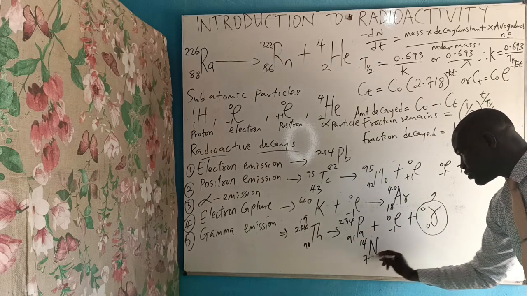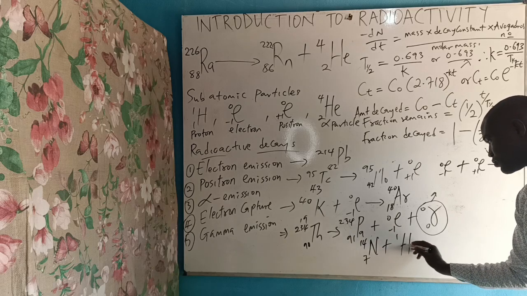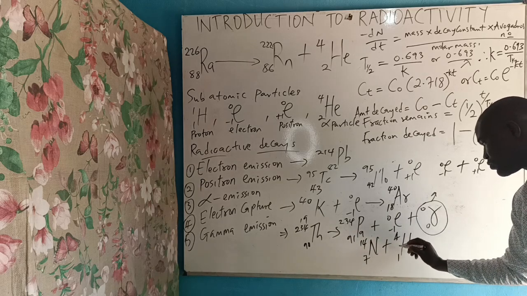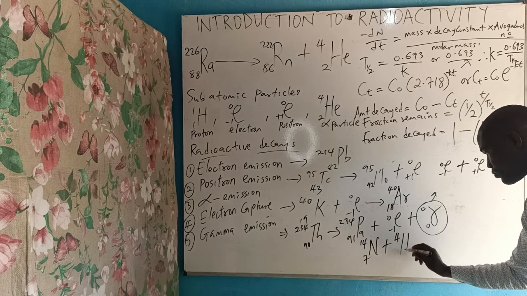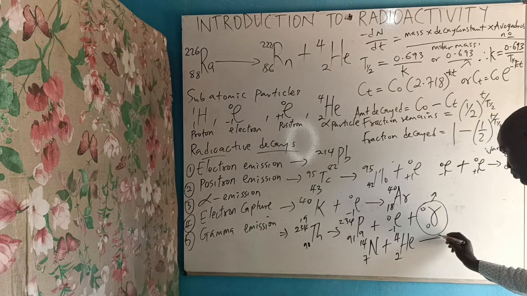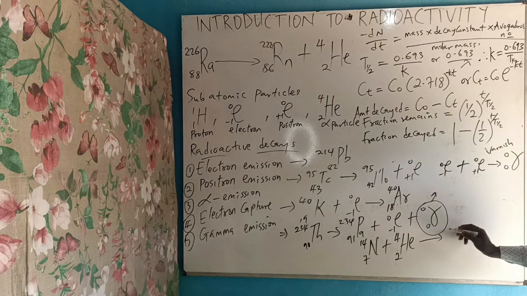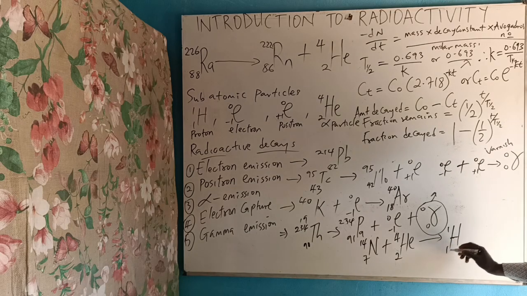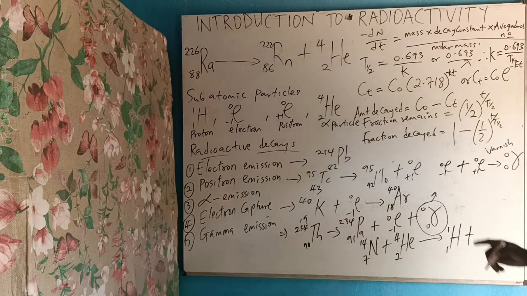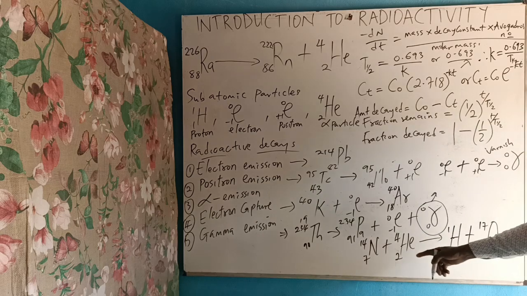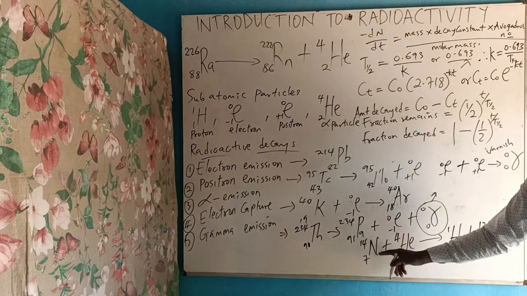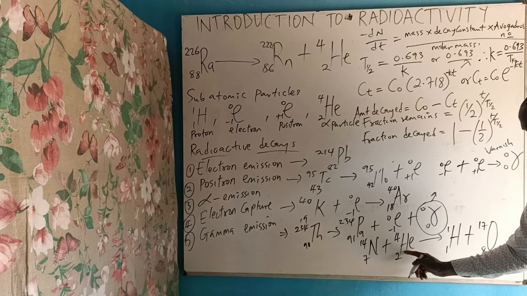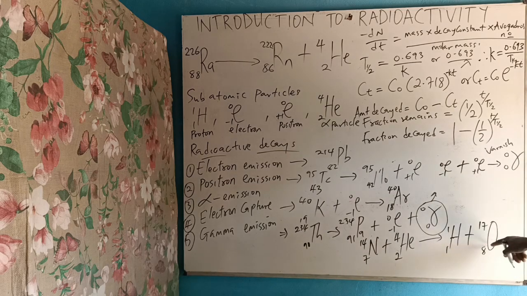nitrogen plus alpha particle that will give you proton plus something. When you have an equation like this, that means this nitrogen is being bombarded with helium nuclei or alpha particle to give you a proton and this other nucleus.